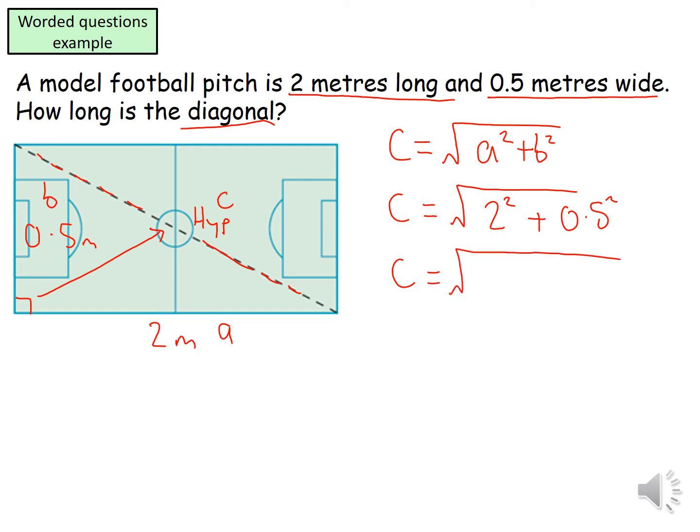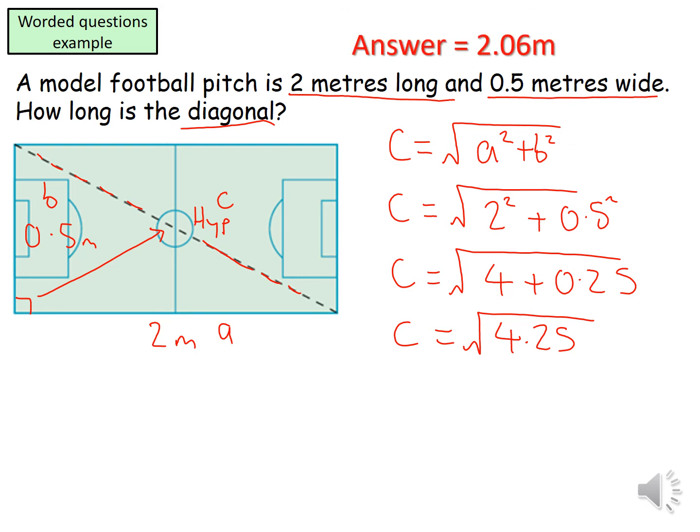Working that out, that should give me 4 plus 0.25, and now add them together. That should give me an answer of 4.25. When you square root that, the answer should be 2.06 meters. Remember, that's to 2 decimal places. So the diagonal, how long is the diagonal for this question, is 2.06 meters.